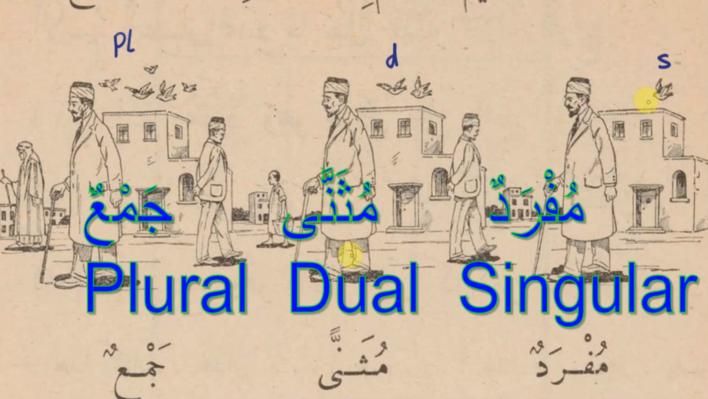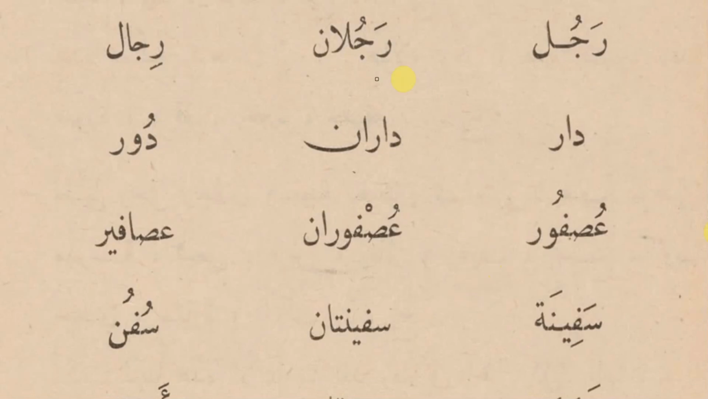So here, notice you have 2 persons in here. So in this picture, you have 2 persons. So this is dul here. 1, 2 persons, 2 men. Rajul, rajulan, 2 men. Now, we will see examples of this here. You see rajul, rajulan. This is the singular, a man.